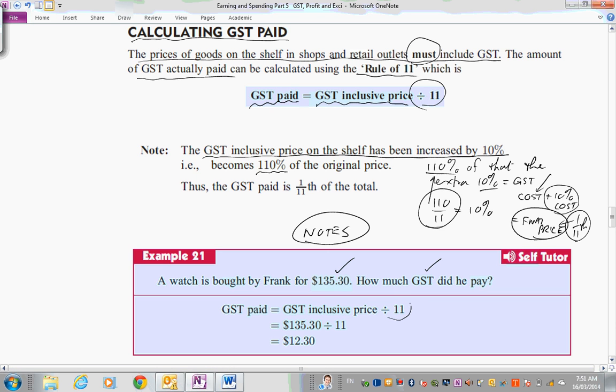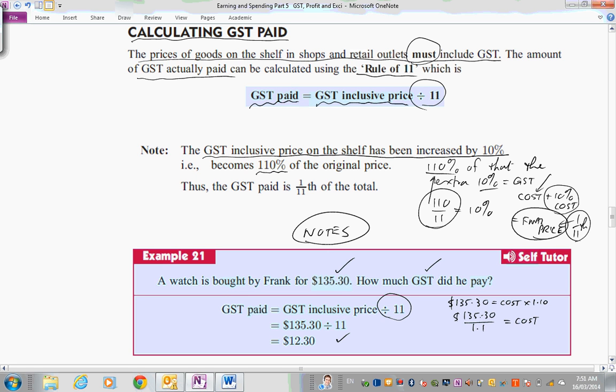Okay, so if you divide by 11, it'll give you $12.30. You could do it another way, like we're doing before, a little bit longer though. If you said that's GST inclusive, that was the cost times 1.1, divided by 1.1 will give you the cost. Okay, so if you divide by 1.1, you get the cost.